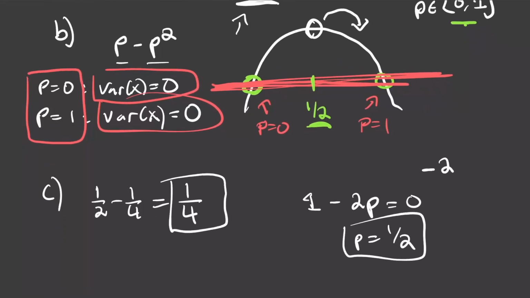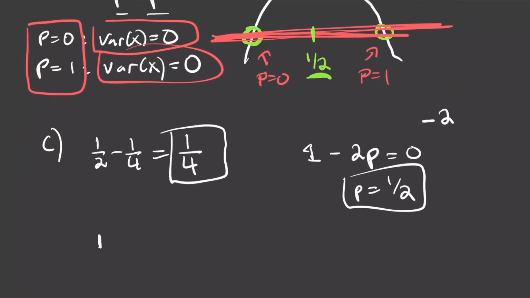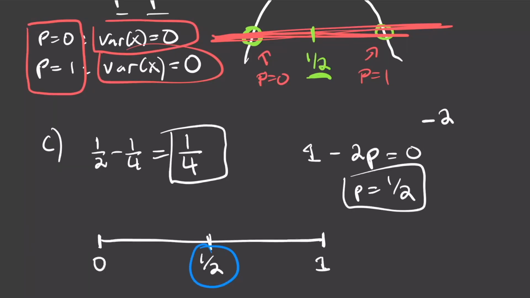So the value of p that maximizes the variance is 1/2, which also makes sense because that's right in between the two values that x can take. And this is obviously the maximum level of uncertainty that we could have about whether or not an item is defective, right? If it's 50-50.